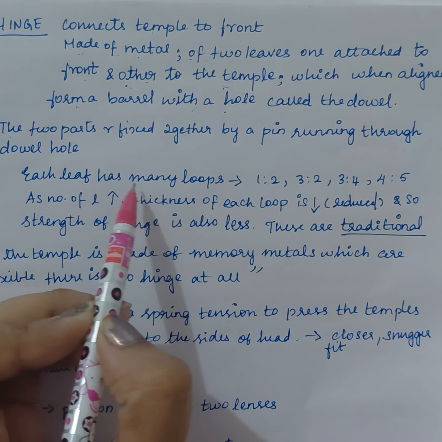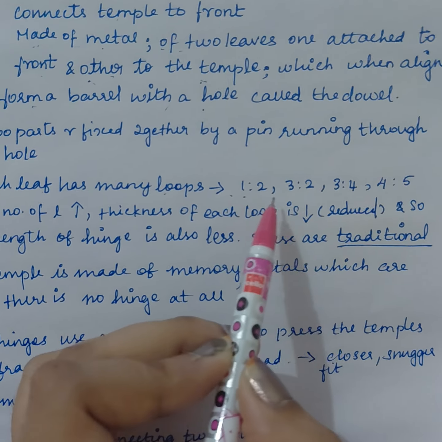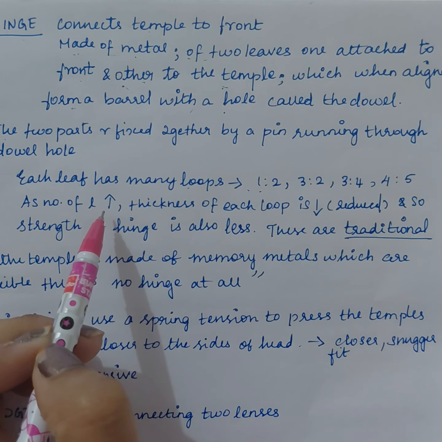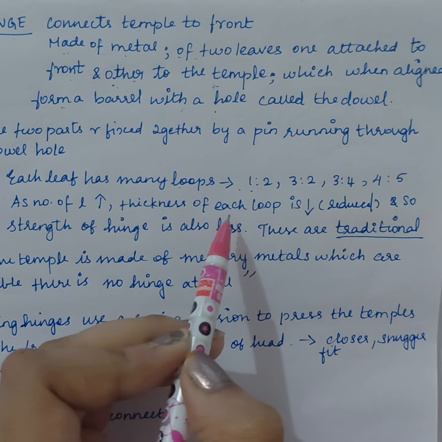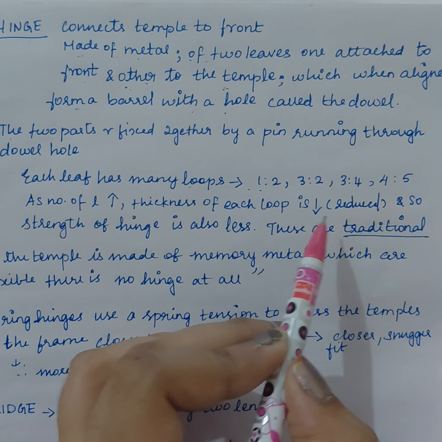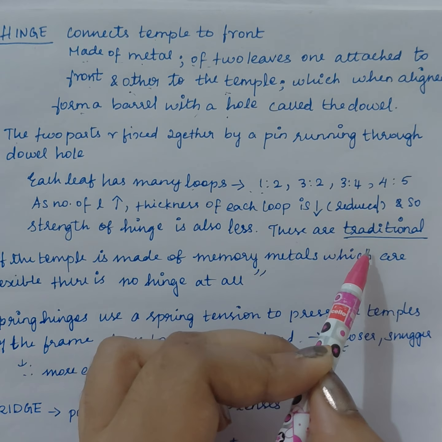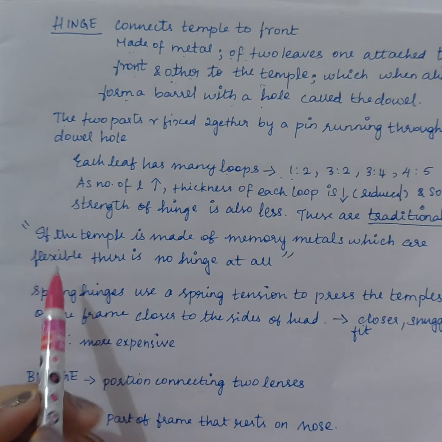Each leaf will have many loops in the ratio of 1:2 or so. As the number of loops increases, the thickness of the loop decreases, so the strength of the hinge will also be reduced. These are the traditional types of hinges.